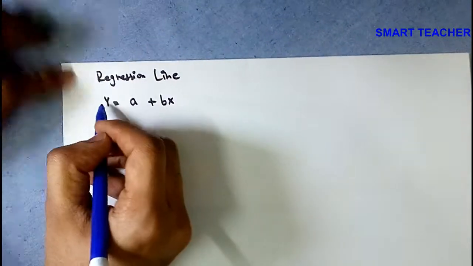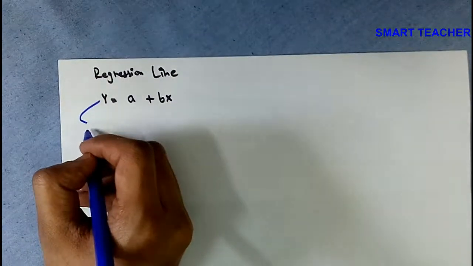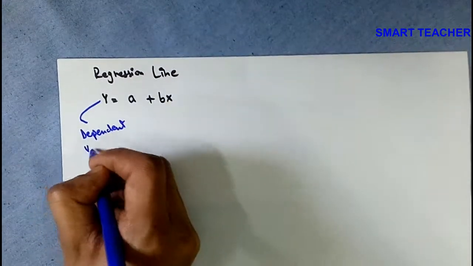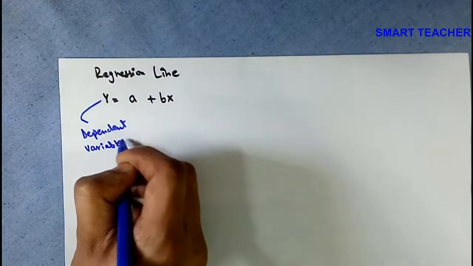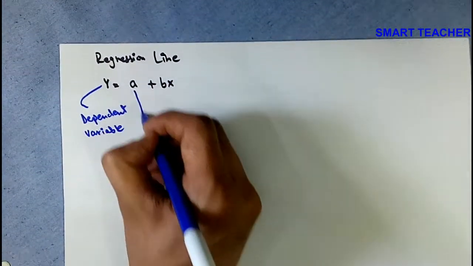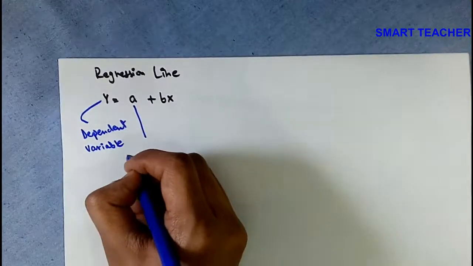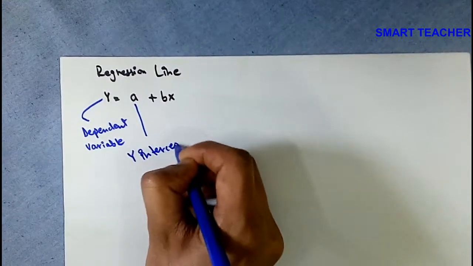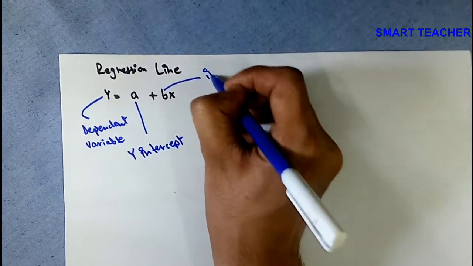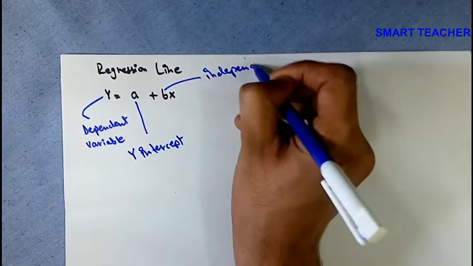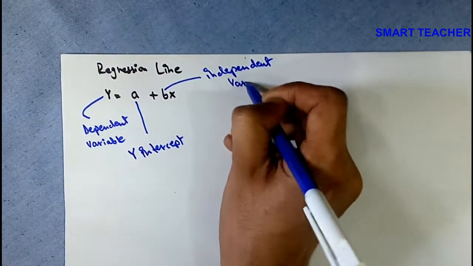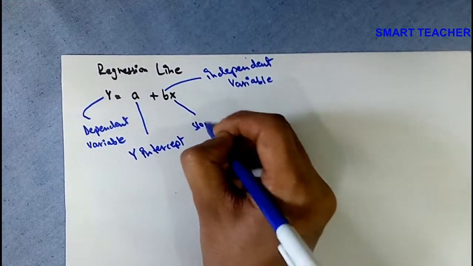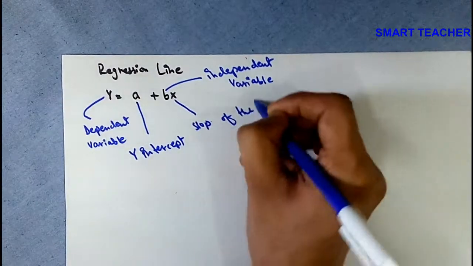Here, y is the dependent variable. Here a is the y-intercept. b is the independent variable, and x is the slope of the line.